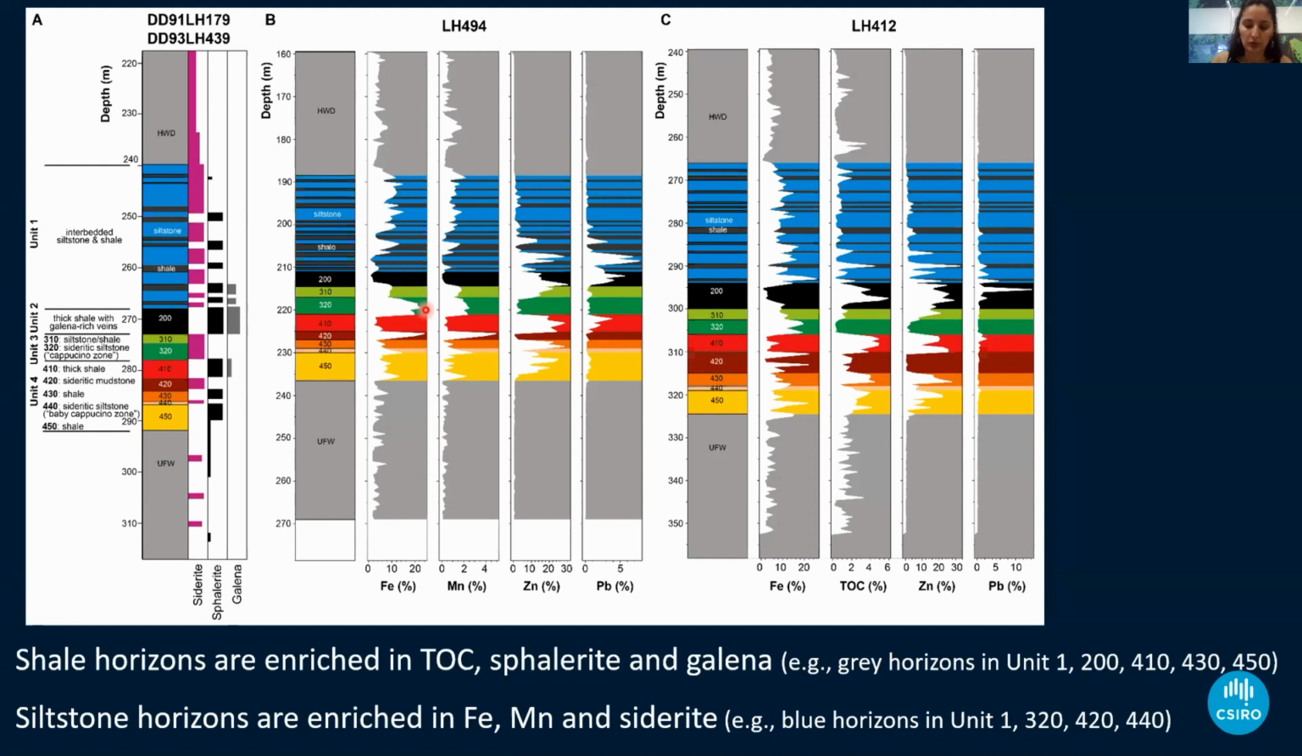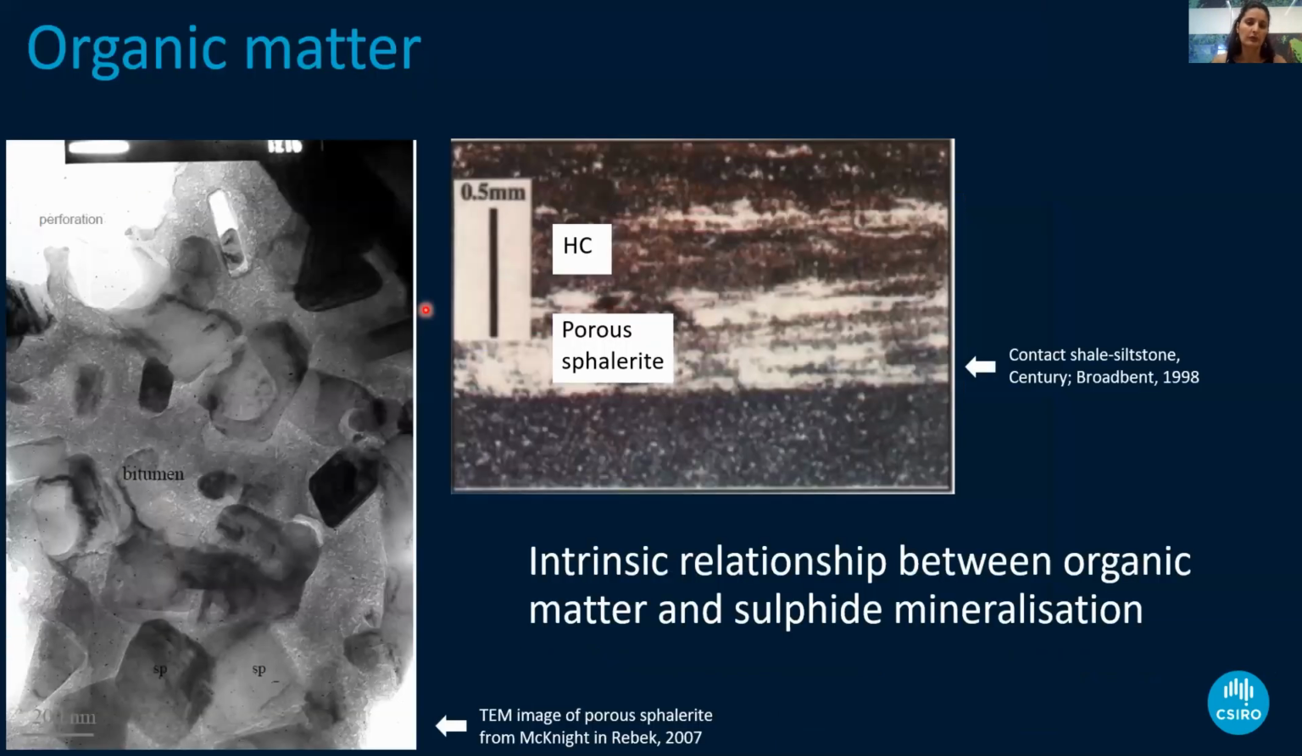And so when we look a little bit closer at those rocks, we see a very intrinsic relationship between the organic matter and the sulfide mineralization. This has been reported in the literature by the presence of porous sphalerite, and that consists of minute crystals of sphalerite within a sea of pyrobitumen.